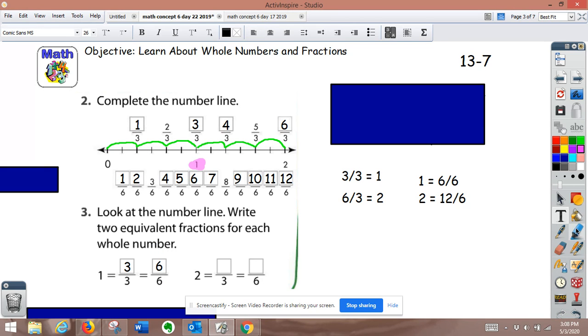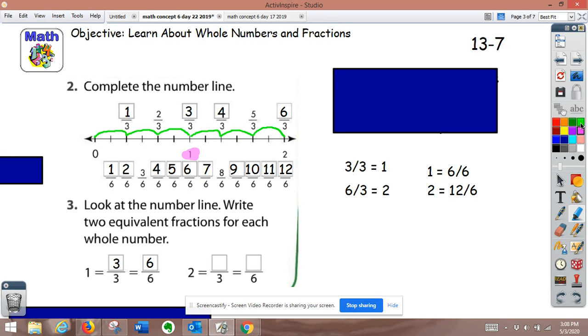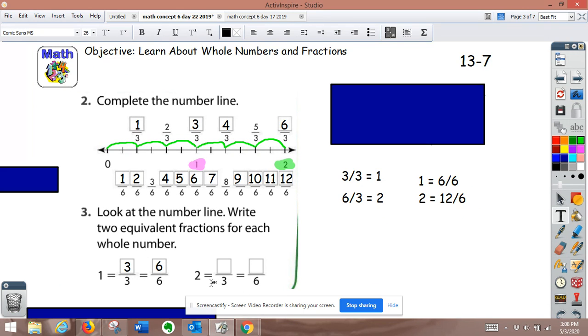Let's find our number 2. There's my number 2 right there. I want to find a fraction that is the same, is equivalent. So I look here and go, ooh, 6/3 is equal to 2. They're in the same spot. If I jump by thirds or I jump by whole numbers, I'm going to end up in the same place. So 6/3 is equivalent to 2.